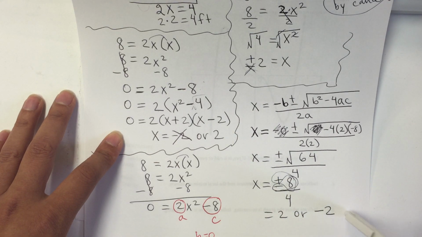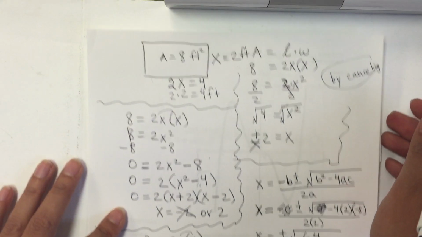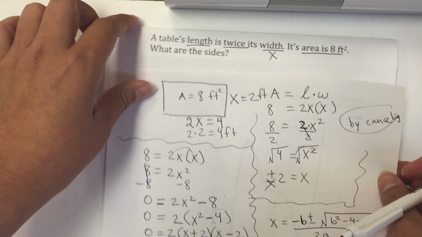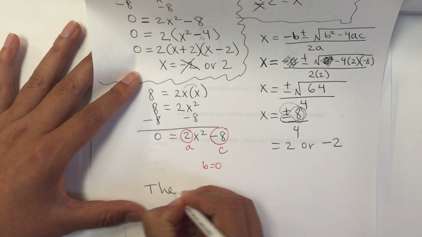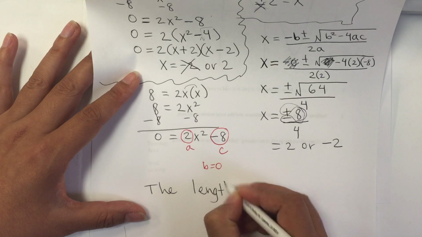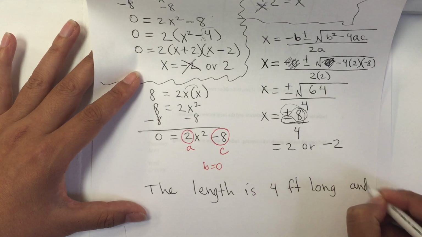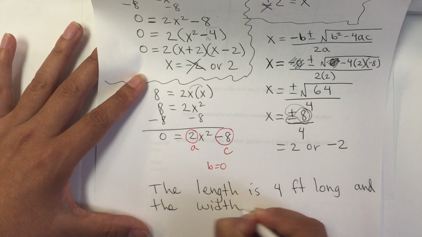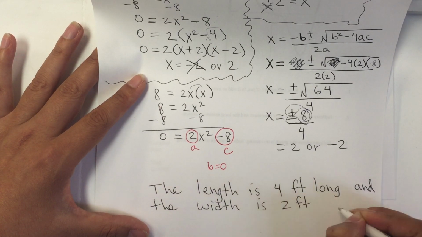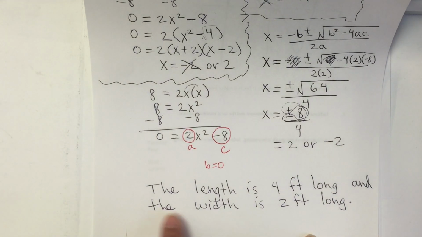And I just made my video longer. But now I need to answer in a complete sentence, okay? What is the question? Whoops. What are the sides? So we're going to say the length is 4 feet long and the width is 2 feet long. Or should I say 2 feet wide? Not sure. Okay, so the length is 4 feet long and the width is 2 feet long.